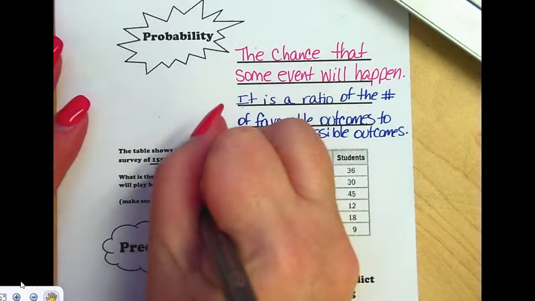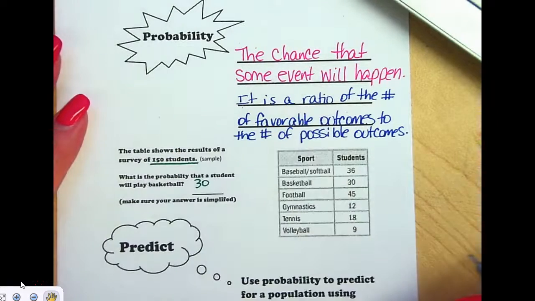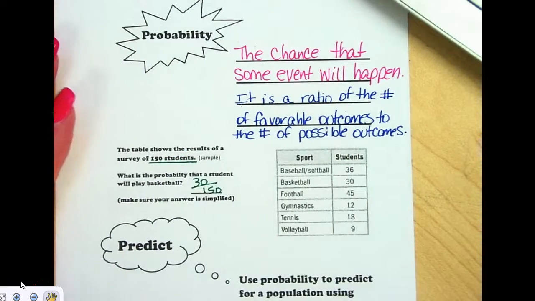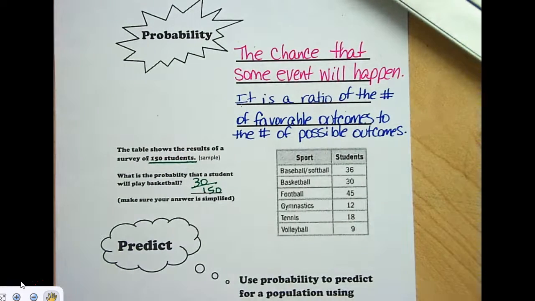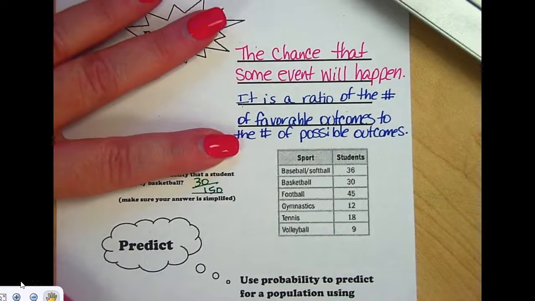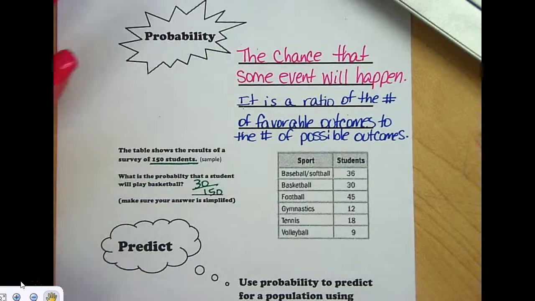That's 30 out of 150. 30 out of 150. You can make a ratio out of that. Okay? And as you're going through and doing this work, a lot of times they're not going to tell you what the sample size is. I would have to figure it out. If they didn't tell me it was 150, how can I figure out how many people they asked?